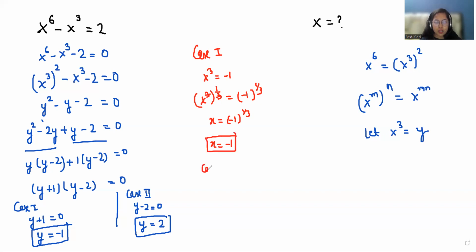And now comes case 2, when x^3 = 2. Again, I'll take the power 1/3 to both sides. We eliminate it. So the value of x is 2^(1/3). So we have two values for this equation.